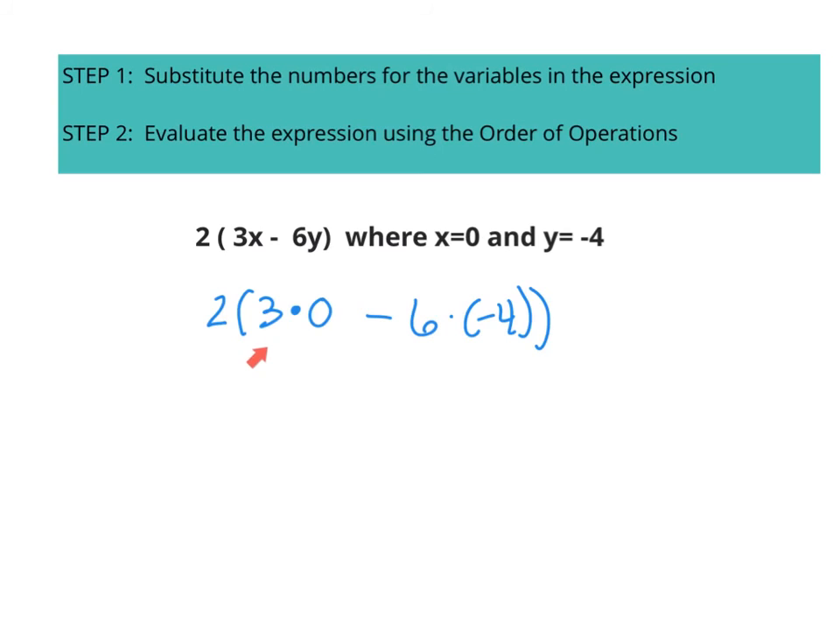And lucky for me, 3 times 0 is easy. 3 times 0 is 0 minus, and now I have 6 times negative 4, or if I do some change ahead of time, I have negative 6 times negative 4, which would be a positive 24. Then I still have my parentheses to do. 0 plus 24 would be 24. And now last step would be this multiplication. 2 times 24 would be 48.